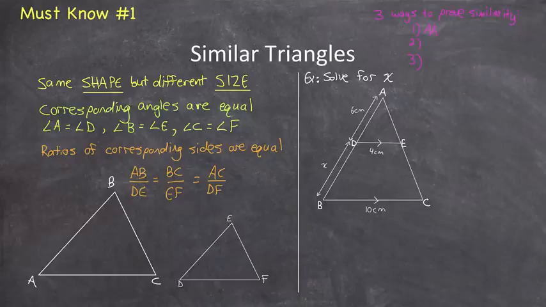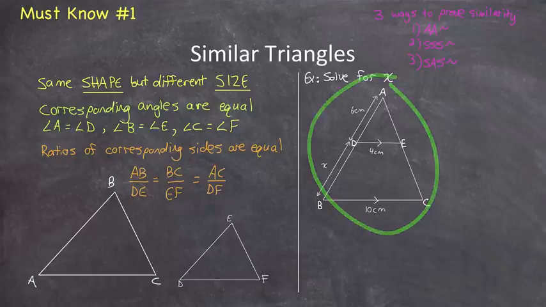You can do angle-angle similarity, just find 2 pairs of equal angles. Side-side-side similarity, where you show that the ratios of all 3 pairs of sides are equal. Or side-angle-side similarity, where you find 2 equal ratios of pairs of sides and 1 matching pair of angles. For this question, we can do angle-angle similarity.